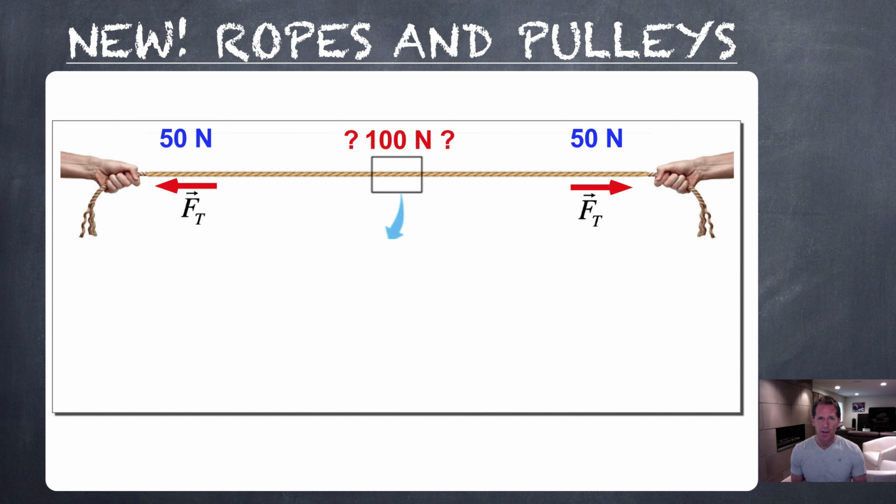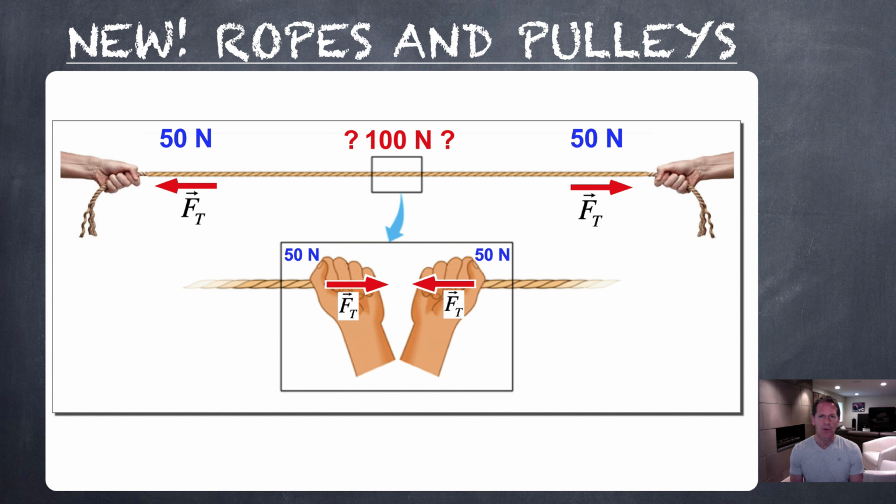But if we zoom in on just that one part of the rope and imagine it's separated and you're holding on to it with your two hands, your right and left hand, because the rope is at rest, the net force would be 0, and that means you're only pulling with 50 newtons on each hand. In other words, the force of tension all throughout the rope is 50 newtons, and it has an action to the right and a reaction to the left in all cases.